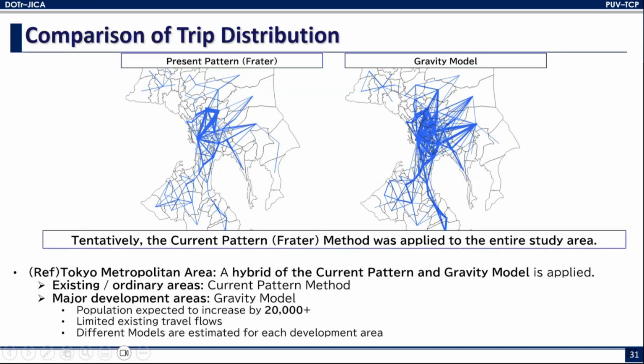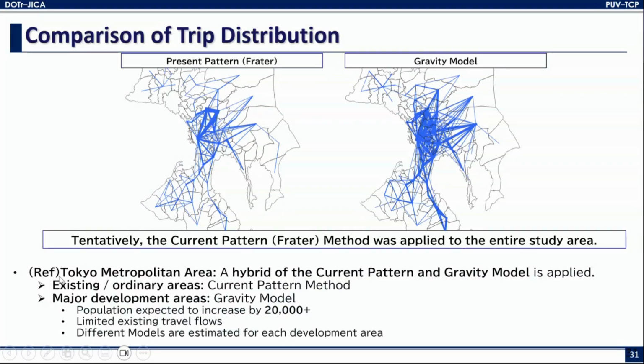So if the gravity model is used for demand forecasting, the trip patterns will change drastically from the current situation. I can't explain why such a situation was observed. So tentatively, I applied the present pattern methodology to the entire study area.